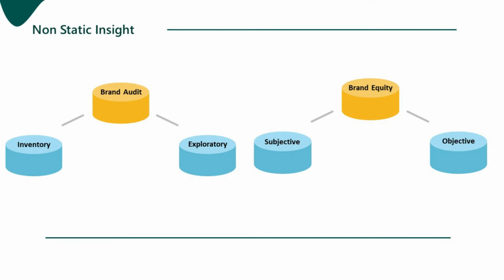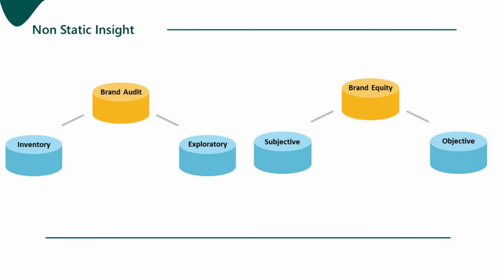Third step is about studying brand audit that assesses the health of the brand. Typically, it consists of brand inventory and brand exploratory. The brand inventory is a detailed internal description of exactly how the brand has been marketed. The brand exploratory is an external investigation of what the brand means to the consumer.